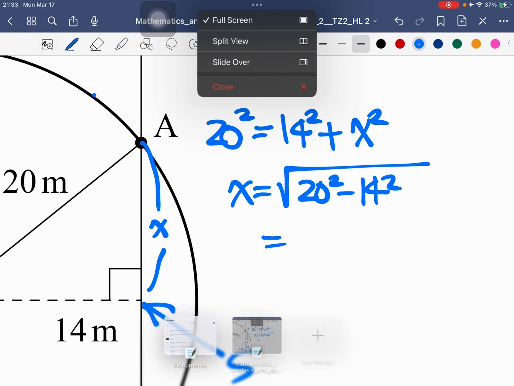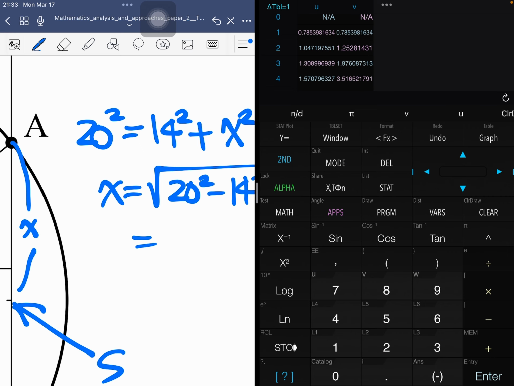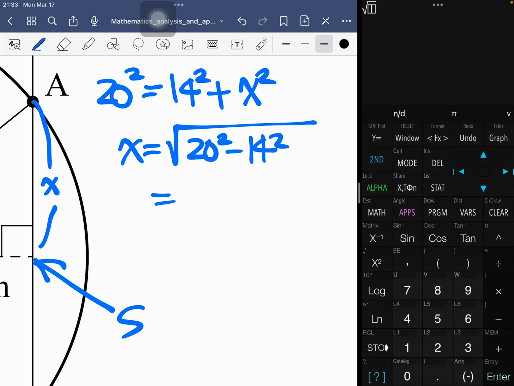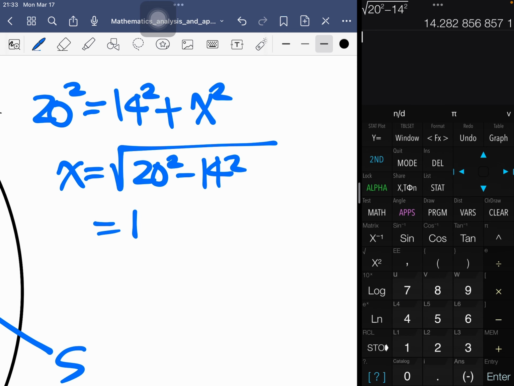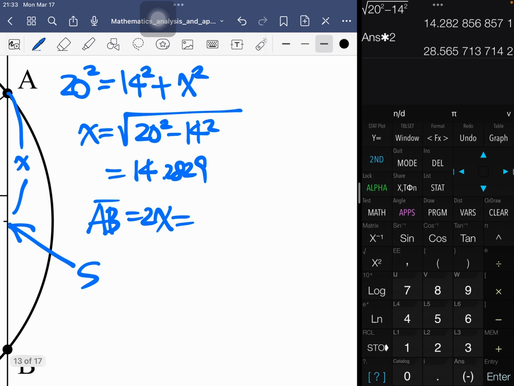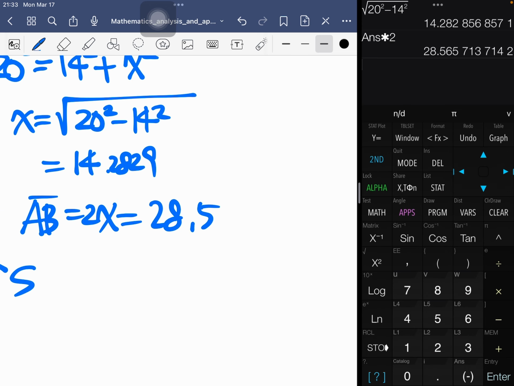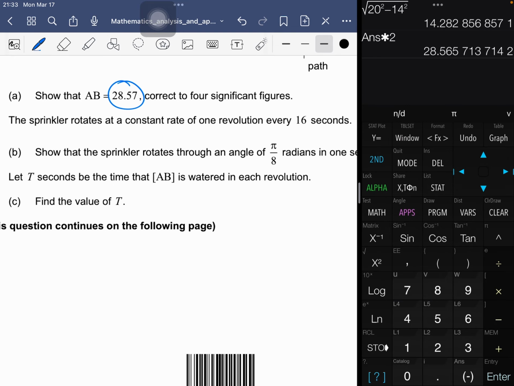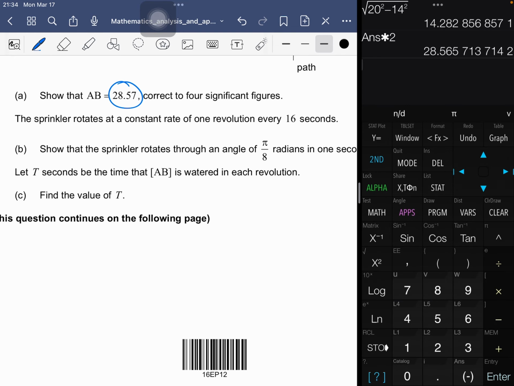So we can use the GDC to calculate this value. Square root of 20 squared minus 14 squared, which is 14.2829. So the distance AB equals 2x, this times 2, which is 28.57. So 28.57, that's it.